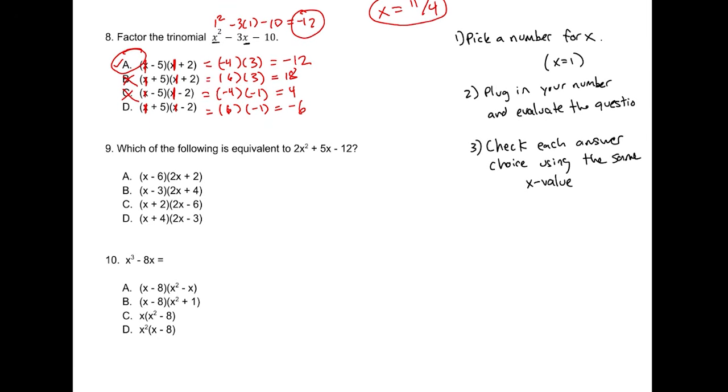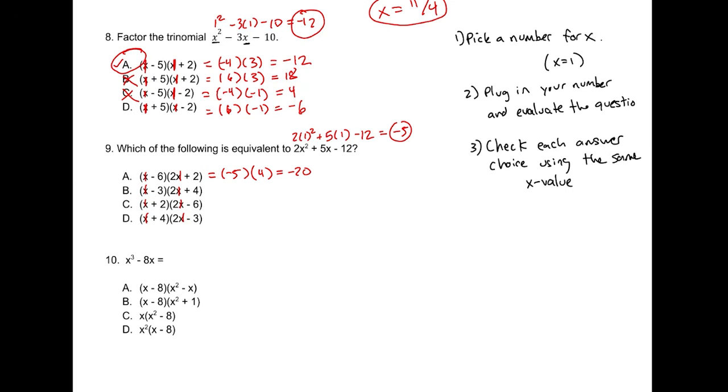We'll see if we have to choose anything different on 9 or 10. But I'm going to use the same strategy here. So with number 9, I'm going to plug in 1 into every instance of x. So 2 times 1 squared would just be 2, plus 5 times 1 is 5. So 2 plus 5 minus 12 is negative 5. So what I'm looking for is, if I plug in 1 into all of these x's, I get negative 5. So for A, 1 minus 6 is negative 5, times 2 plus 2 is 4, and negative 5 times 4 is negative 20.